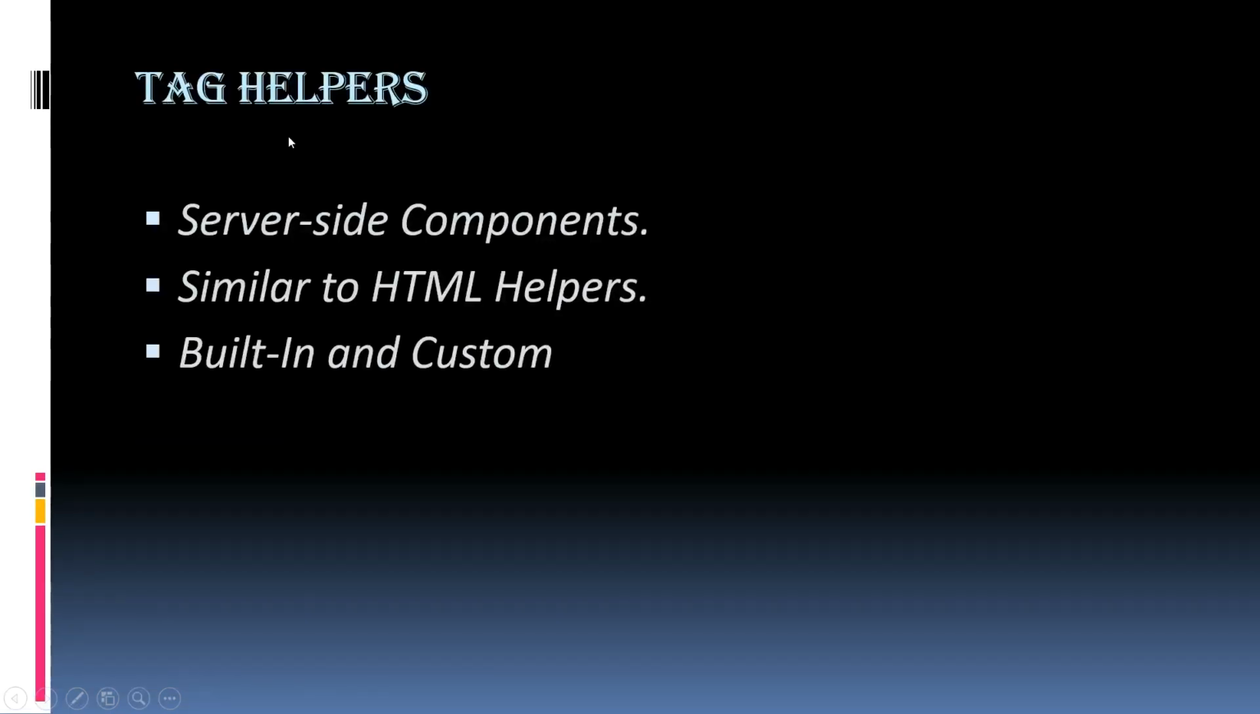What are these Tag Helpers? Tag Helpers in ASP.NET Core are server-side components. They are basically used to perform defined transformations on HTML elements. As they are server-side components, they are processed on the server to create and render HTML elements in the Razor file. These Tag Helpers are very similar to the HTML helpers that we use in ASP.NET MVC.